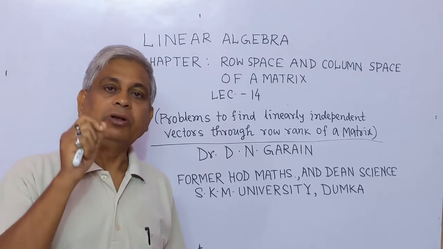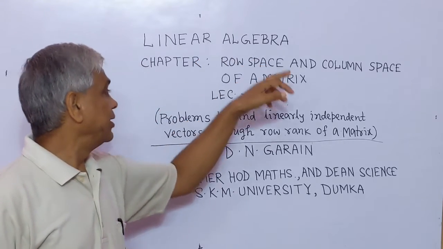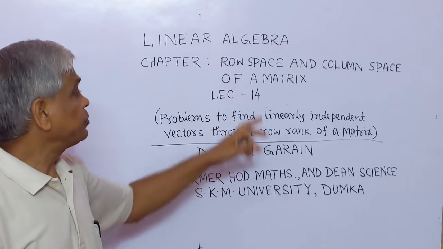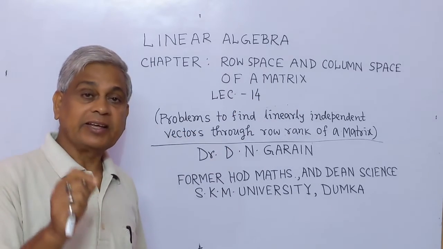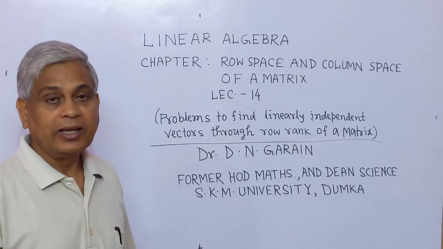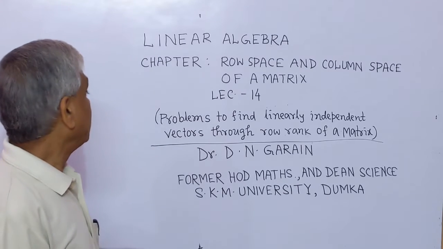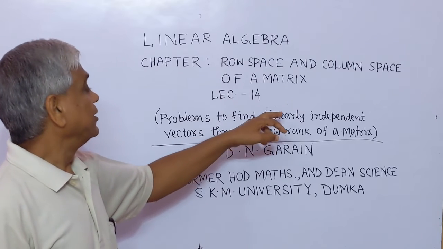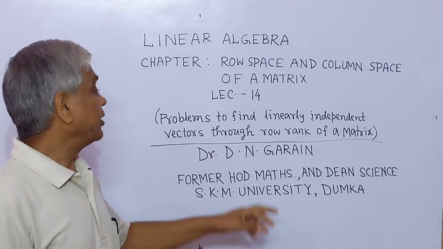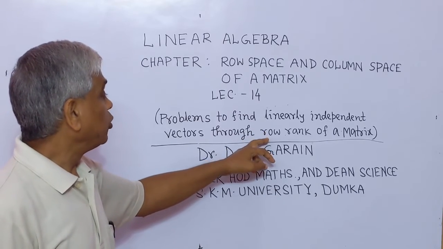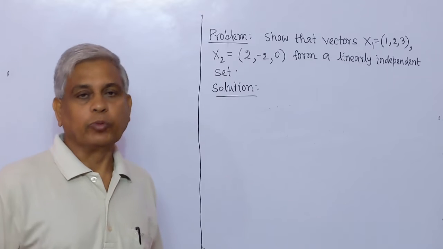Today I will deliver a lecture on linear algebra, chapter row space and column space of a matrix, lecture number 14, in which I will solve some problems to find the linearly independent vectors through the concept of row rank of a matrix. Now we solve a problem.